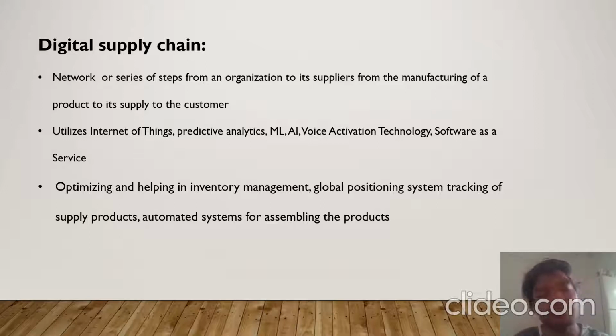Digital supply chain is the utilization and implementation of modern technology, such as Internet of Things, predictive analysis, artificial intelligence, voice activation technology, software as a service, platform as a service, etc. In conventional supply practice, the technologies perform various supply chain functions such as optimizing and helping in inventory management through global positioning system, tracking of supply products, automated systems for assembling the products, etc.